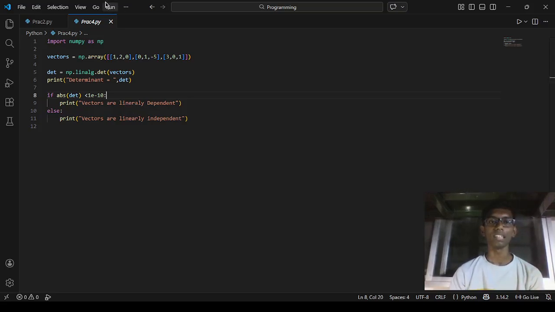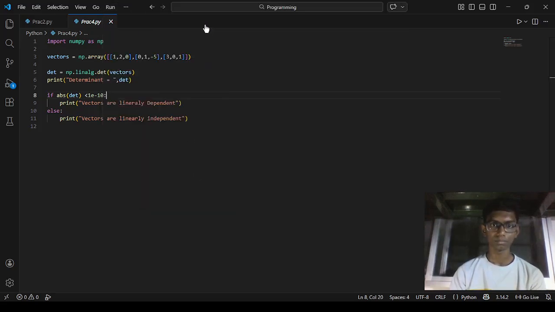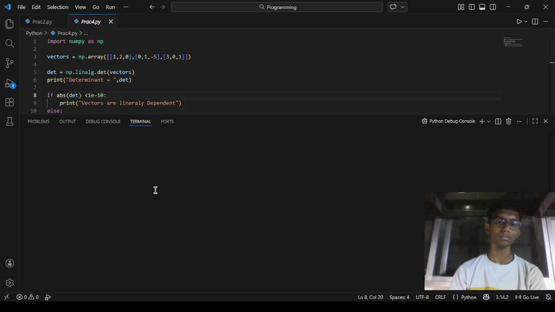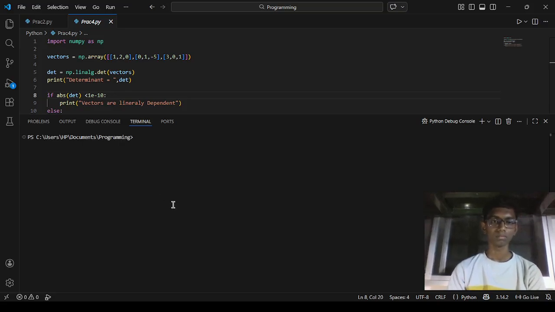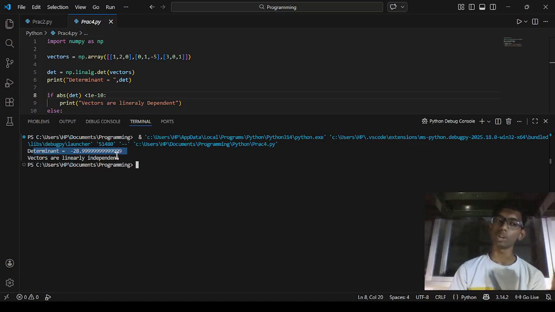Now let's see if the output of the program is correct. See, now the determinant is 28.999 and it goes like that. So it is not equal to 0, and thus the vectors are linearly independent. This abs is basically the absolute value of the determinant.